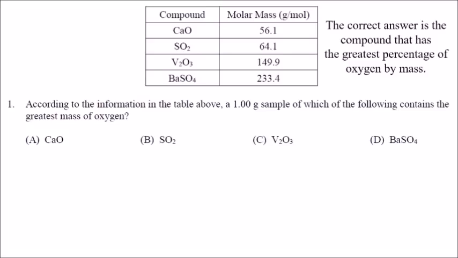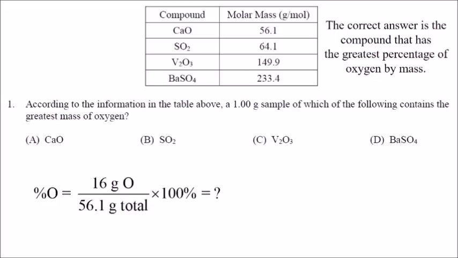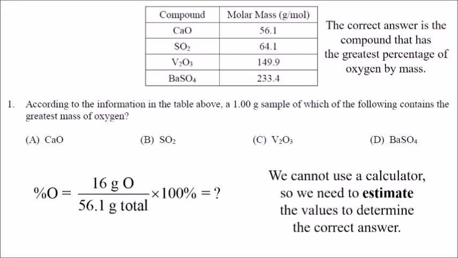If we were to calculate the percentage of oxygen for the first choice, calcium oxide, it would be the mass of oxygen, so 16, divided by the total mass times 100. But since we cannot use a calculator to solve this question, we need to estimate the values to determine the correct answer. So we'll estimate that this ratio is 16 over 56 for right now.